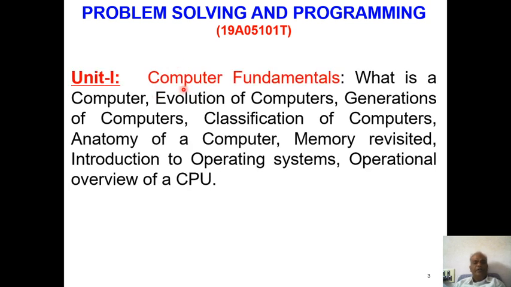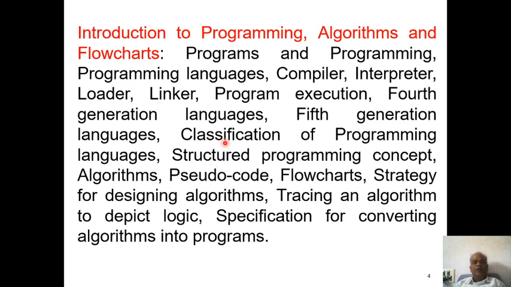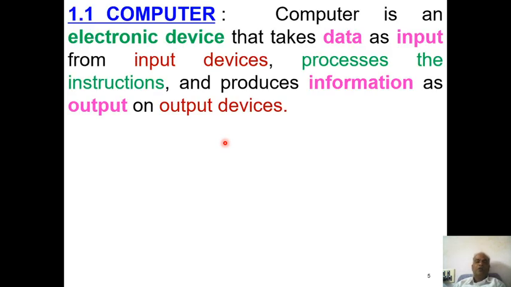The first unit relates to computer fundamentals. Here we are going to learn what a computer is, the history of computers, generations of computers, the different classifications of computers, and the anatomy, that is the block diagram of a computer, the different hardware components, the different software we are going to use, and the main uses of the computer system. In the second part, you are going to learn about algorithms as well as flowcharts. Now, first we go to the first topic in the first unit, that is what is a computer.